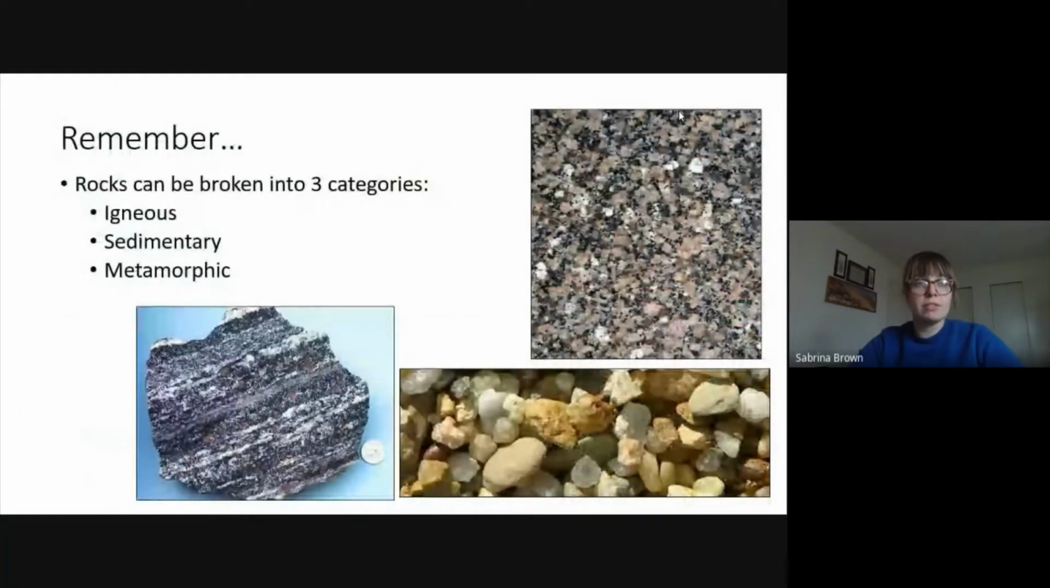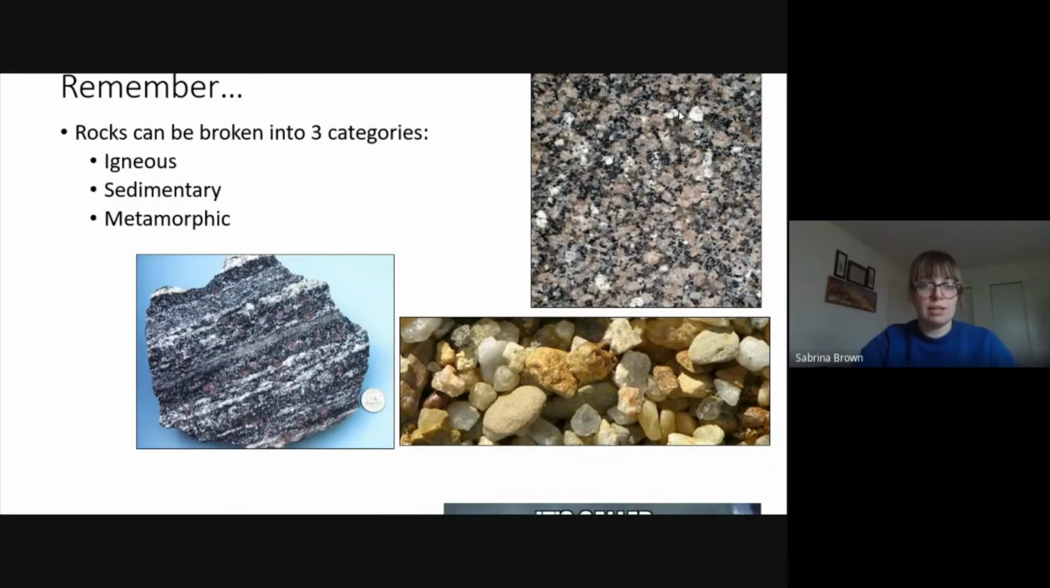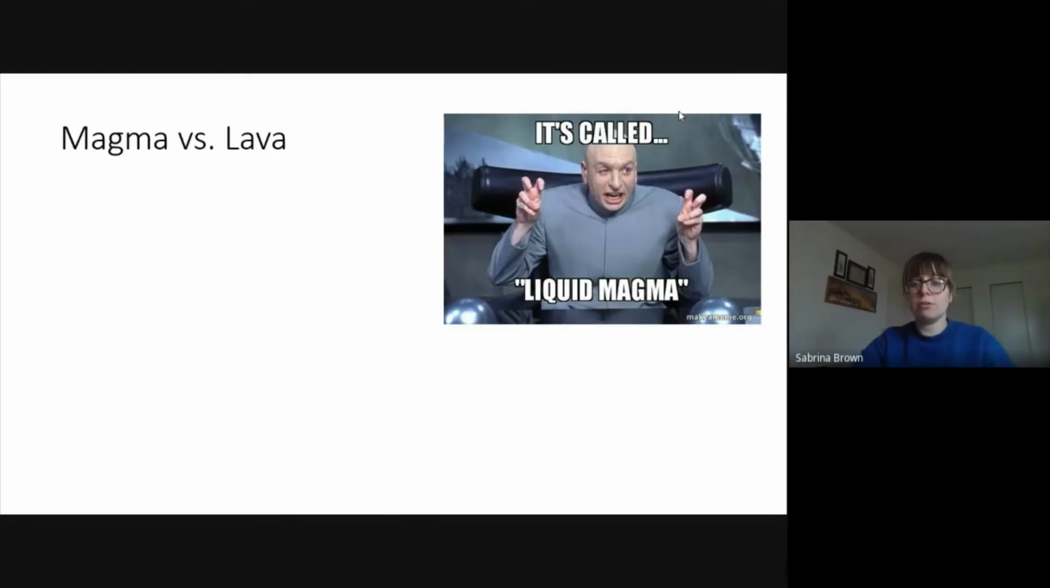So remember from last week's lecture that we can break rocks down into three main categories: igneous, sedimentary, and metamorphic. And so the next couple of weeks in class, we'll be talking in depth about each of those three categories. And this week just so happens to be igneous. So igneous rocks are formed from molten rock material.